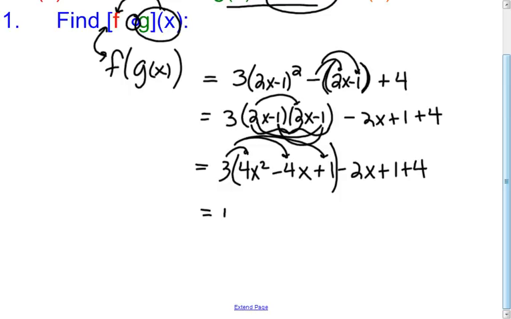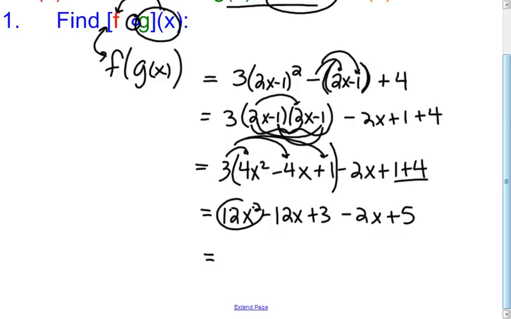So when I distribute the 3 through, I will have 12x squared minus 12x plus 3. And again, that 3 is only being distributed through the (2x minus 1) squared piece of it. And then, of course, I have my negative 2x plus, and then 1 plus 4 is 5. I'm going to combine those two together right away. And then I will look at combining my like terms.